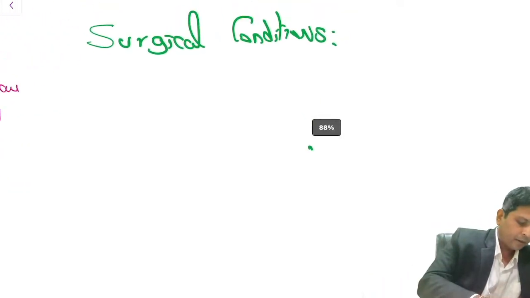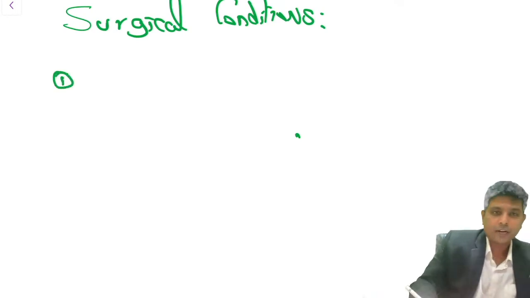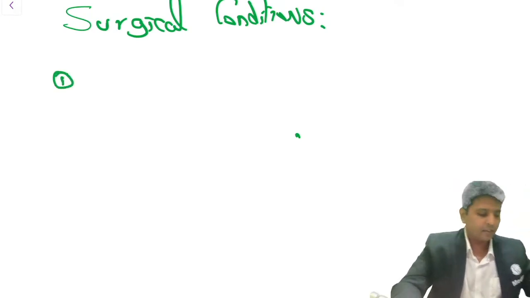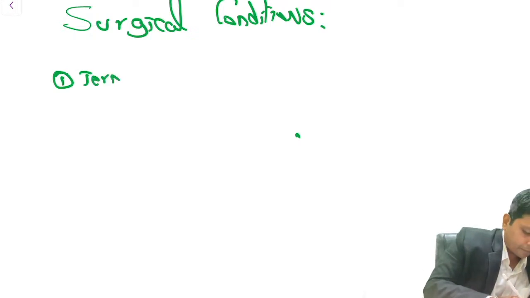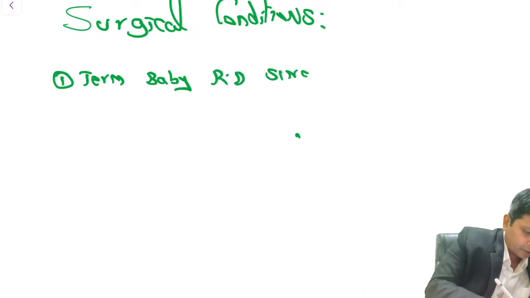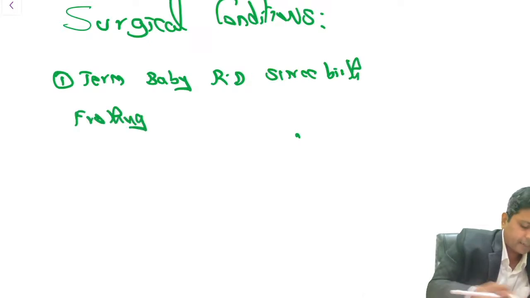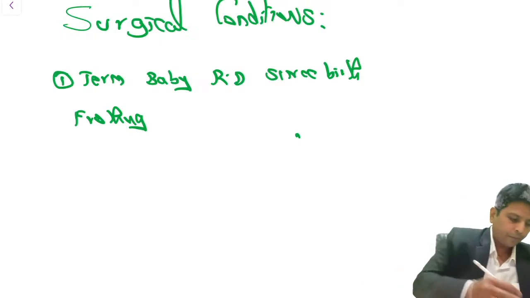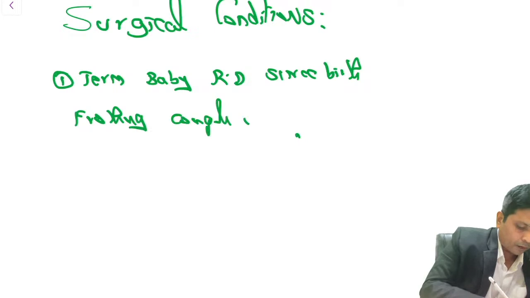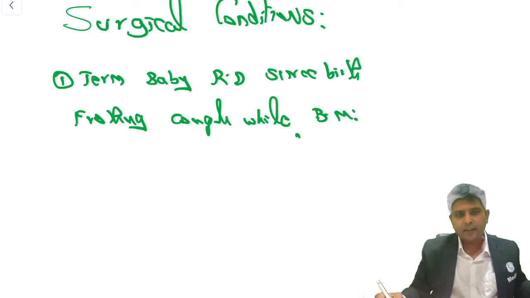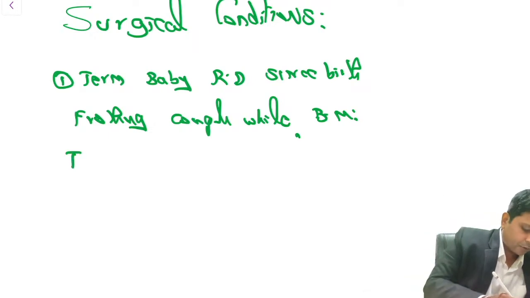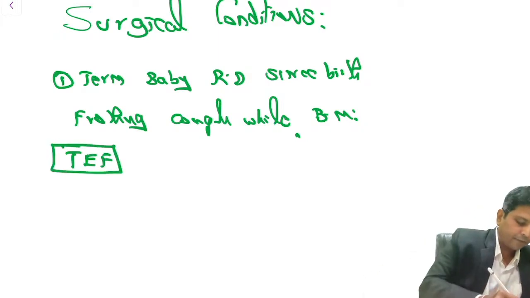Let me put it as a case scenario. A term baby with respiratory distress since birth, and there is frothing from the mouth, and the child is having cough while taking breast milk. Invariably, what is the diagnosis? The diagnosis is tracheoesophageal fistula.